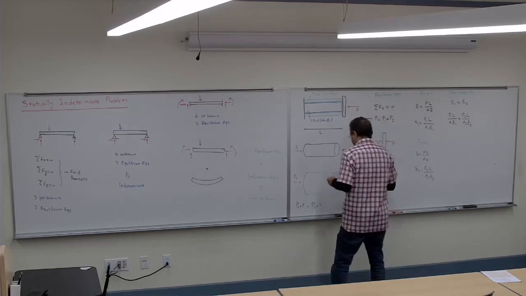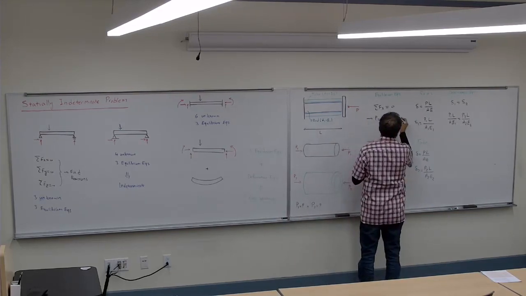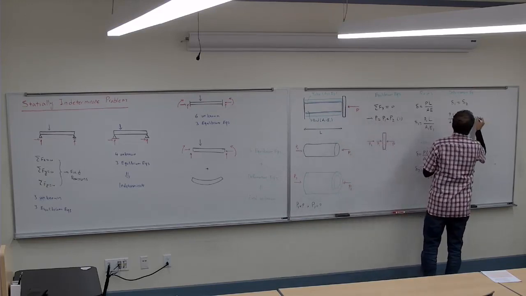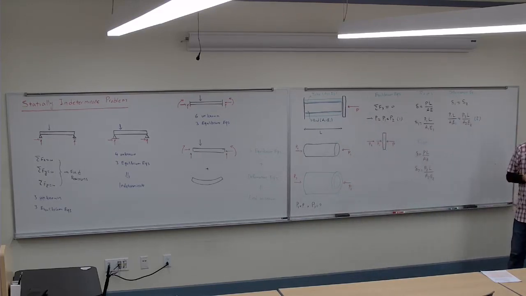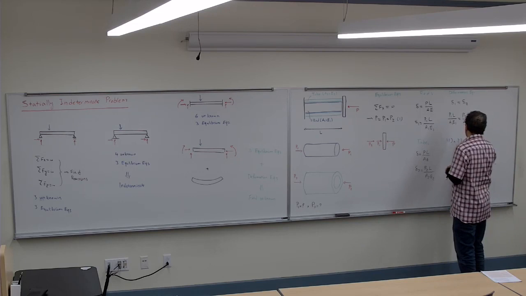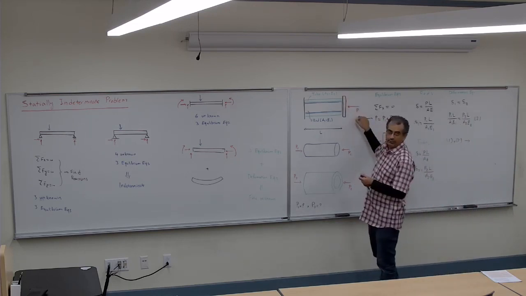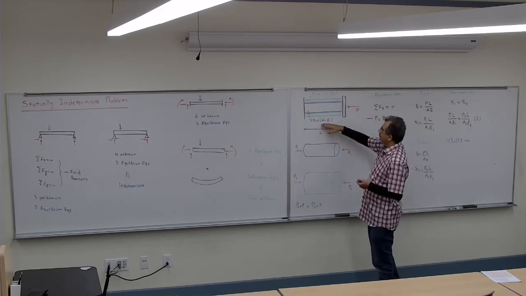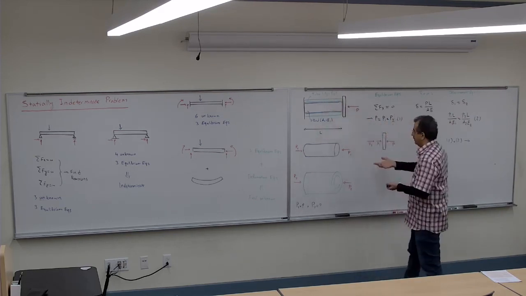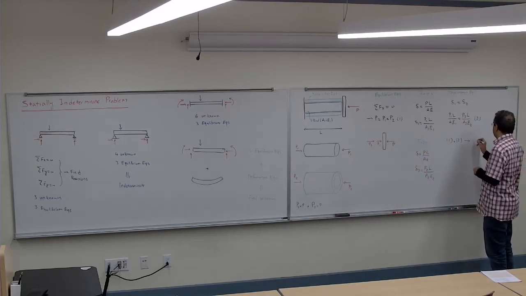Now I have two equations. I have one here, and I have two here. Now I have two equations, two unknowns, so I can put them together. If I substitute in 1 and 2, assuming all of these are known, assume we know the P, we know the properties of the rod, we know the properties of the tube, the only unknowns are P1 and P2, so we can find P1 and P2.